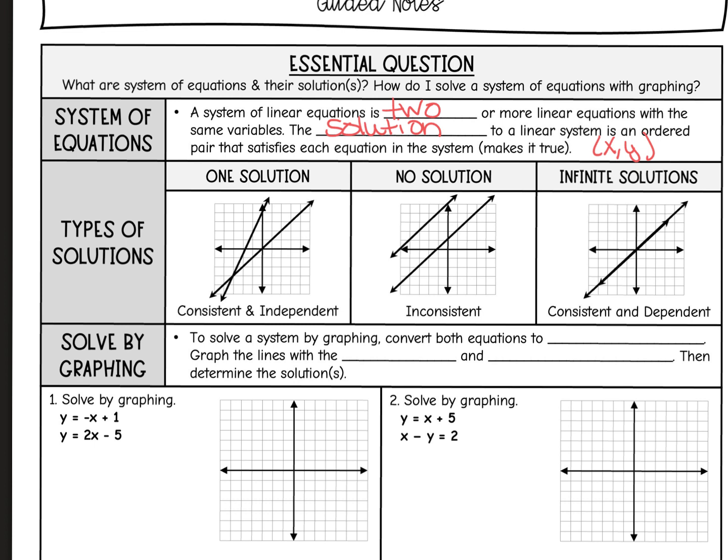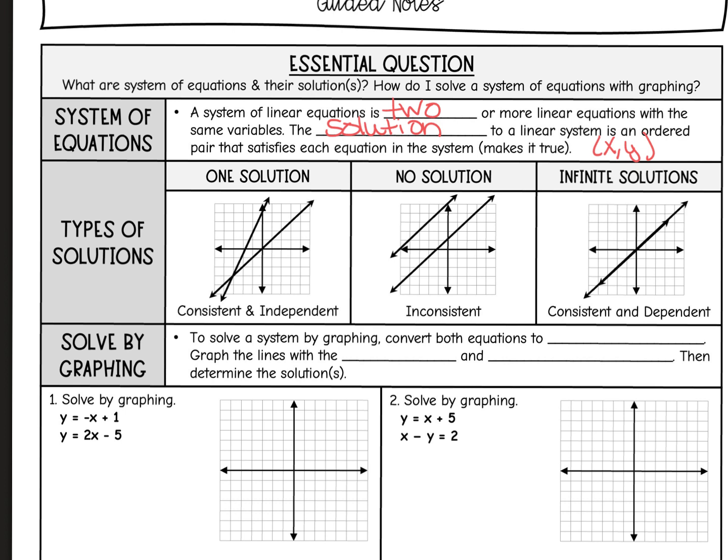So if you remember from pre-algebra, when we're looking at a graph, a system of equations is where our linear equations intersect. They share the same x and y value. For our purpose in Algebra 1, we are going to have a maximum of just two linear equations. But keep in mind, a system can be two or more.